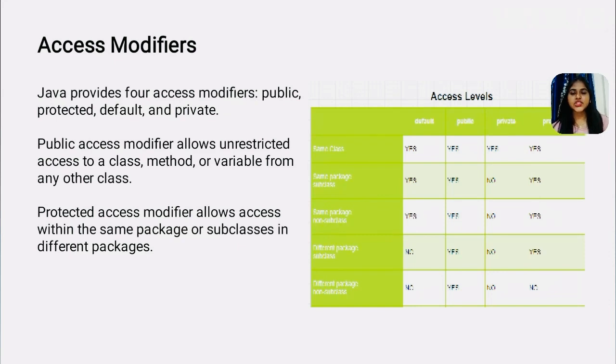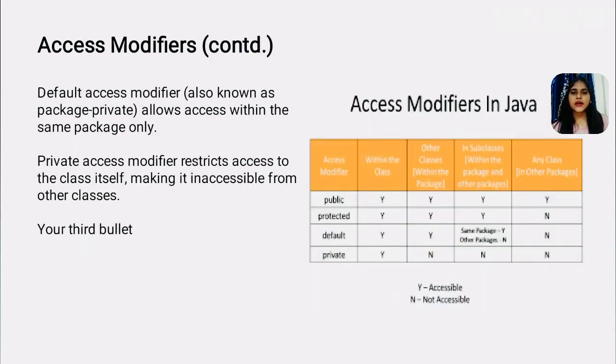Access modifiers. Java provides four access modifiers: public, protected, default, and private. Public access modifier allows unrestricted access to a class, method, or variable from any other class. Protected access modifier allows access within the same package or subclass in different packages. Default access modifier, also known as package private, allows access within the same package only. Private access modifier restricts access to the class itself, making it inaccessible from other classes.